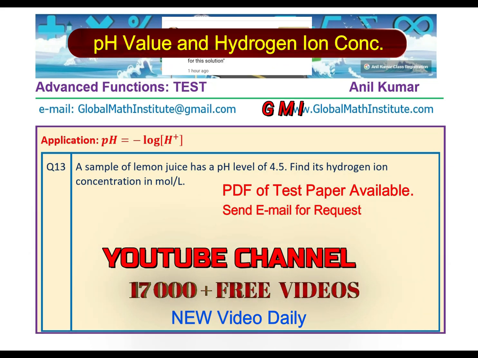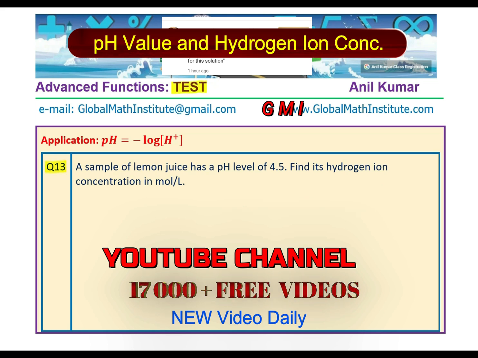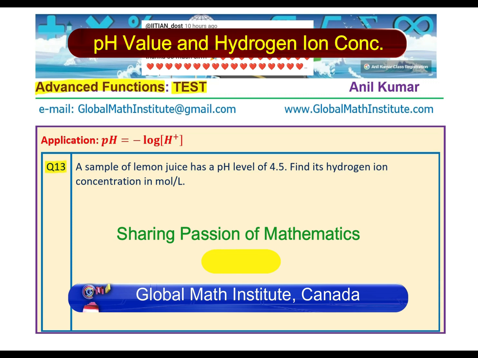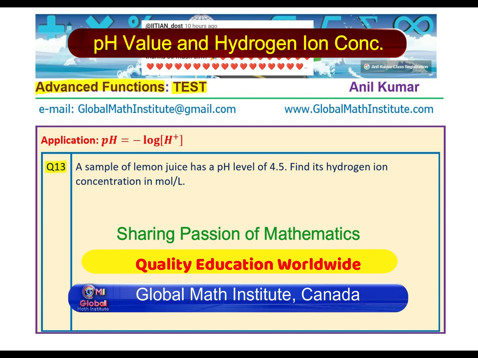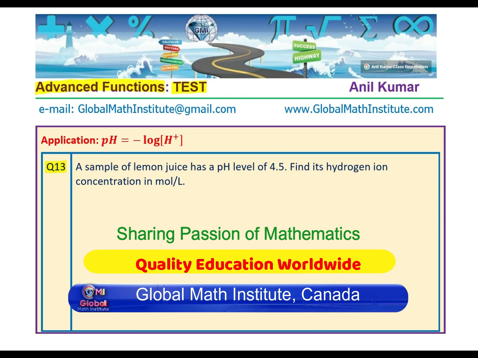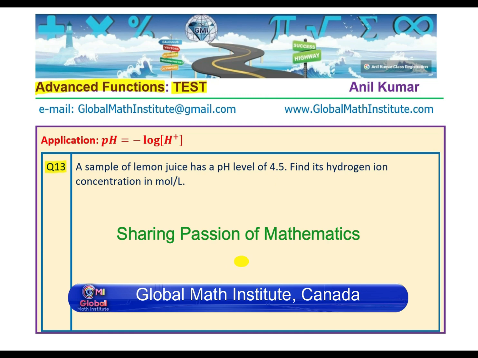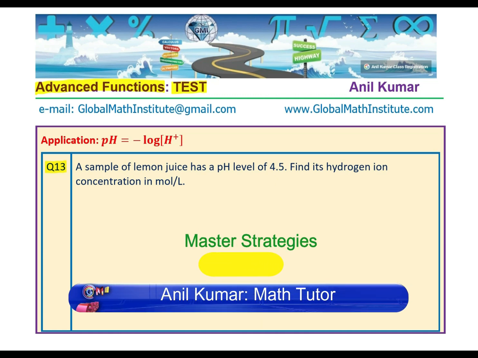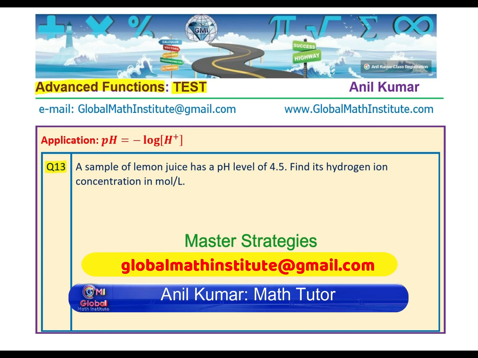Here is question number 13 from our test paper of advanced functions, which is a prerequisite for calculus. It is based on application of logarithmic functions. A sample of lemon juice has a pH level of 4.5. Find its hydrogen ion concentration in moles per liter.